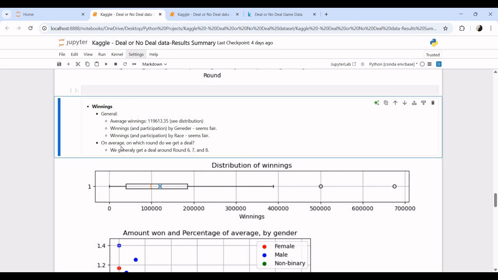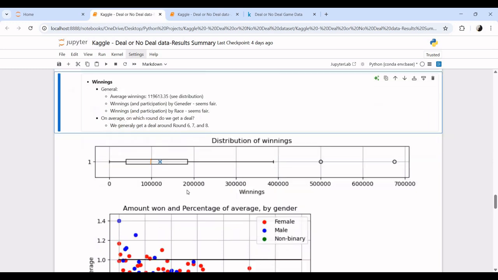And I also found that on average we would get a deal around rounds 6, 7, and 8. So a lot of deals were being had there.